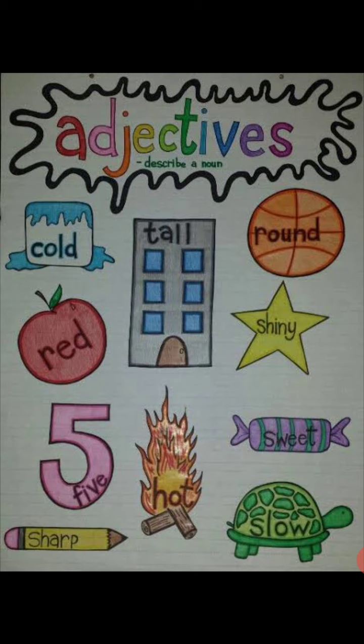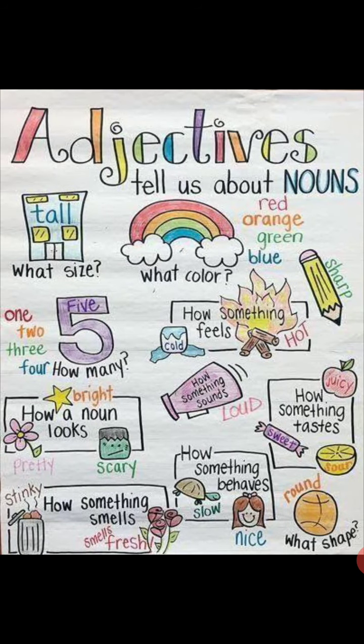So we can say that an adjective is a word that describes or gives more information about a noun. Adjectives tell us about a noun: what size, like tall, small; what color, red, orange, green, blue; how many, 1, 2, 3, 4; how something feels, cold, hot, sharp; how a noun looks, bright, pretty, scary; how something sounds, loud, low; how something tastes, juicy, sweet, sour; how something smells, stinky, fresh; how something behaves, slow, nice; and what can be the shape, round, cylindrical, triangular.